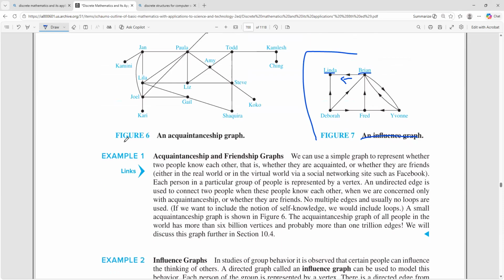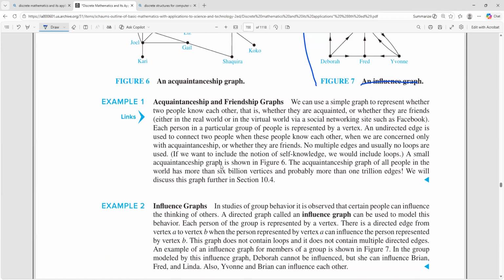Yeah, I wouldn't. Technically, everyone can influence themselves, but I would think you don't include the loop because it's kind of redundant. You only want to add edges if outside forces or outside people influence you, so it doesn't really make sense to have loops. Even though technically you do influence yourself, it's not really useful to add that in the graph. So that's the influence graph.